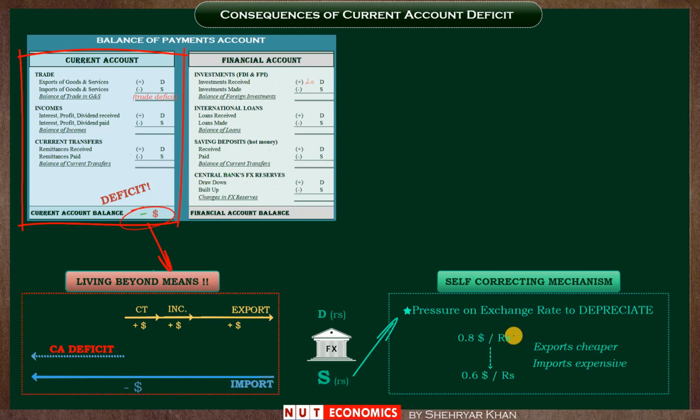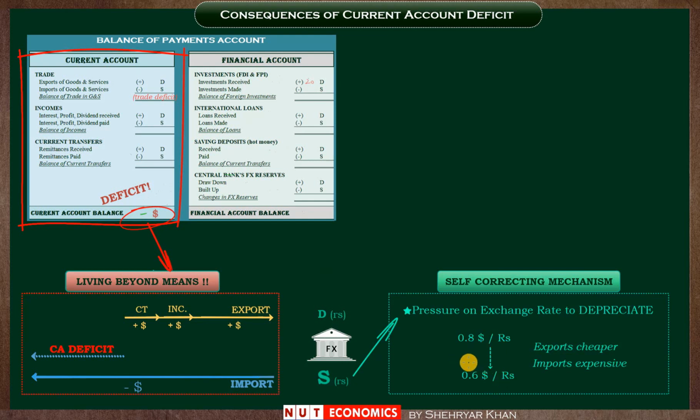Now, at the original exchange rate, with every 1 rupee, Pakistanis were able to get $0.8 and go buy things from other countries. But once your exchange rate depreciates and your rupee becomes less valuable, then with every 1 rupee, you will just be able to get $0.6 instead of $0.8. So that is what makes your imports more expensive when your exchange rate depreciates. Every rupee ends up getting fewer dollars than before for these Pakistani potential importers.